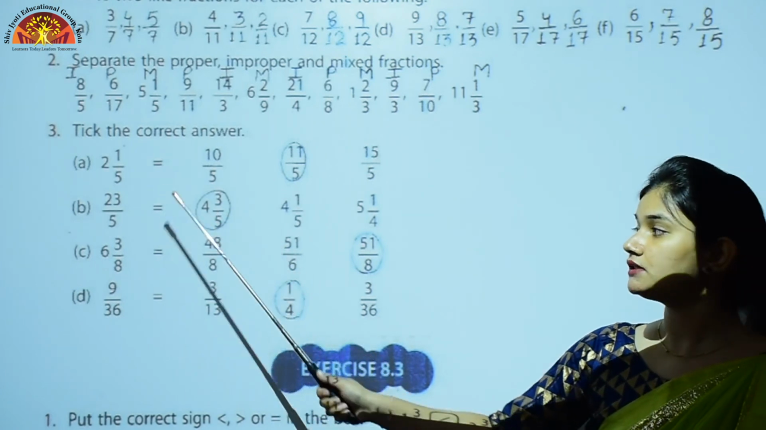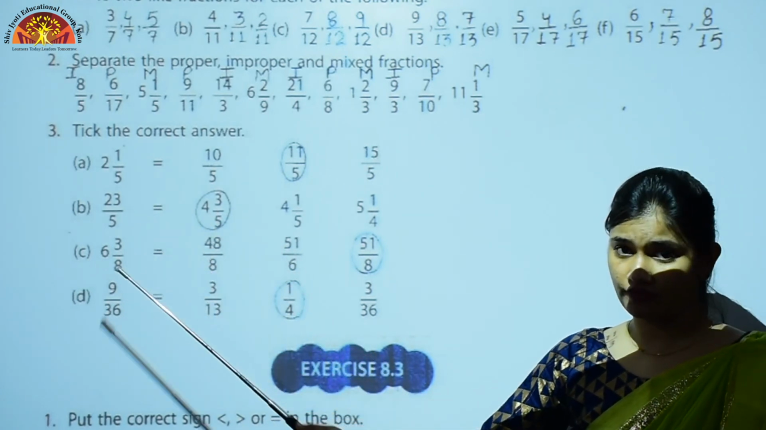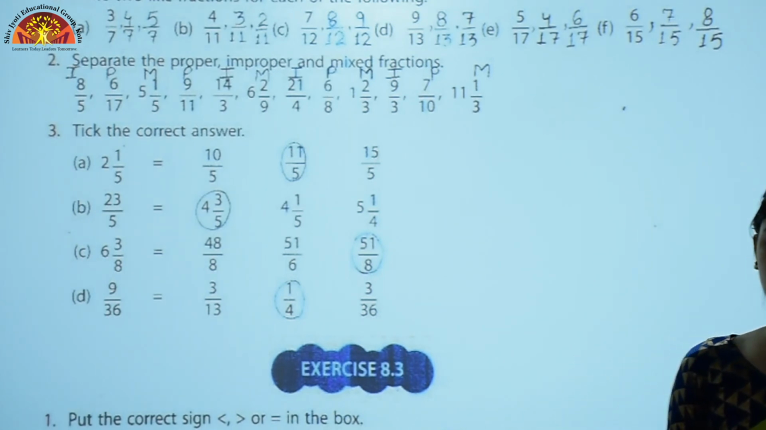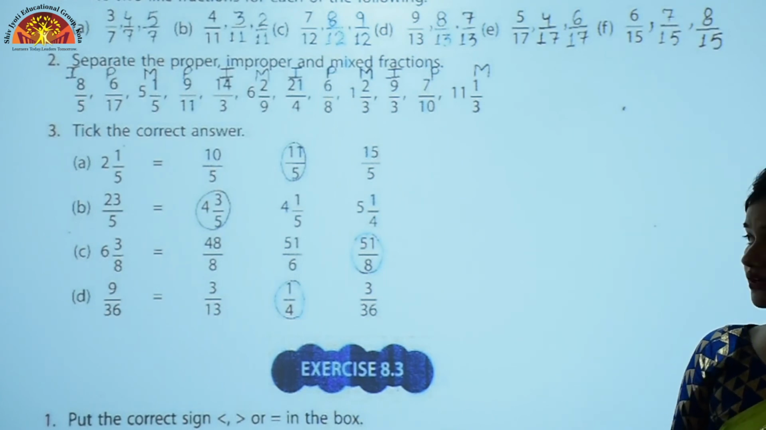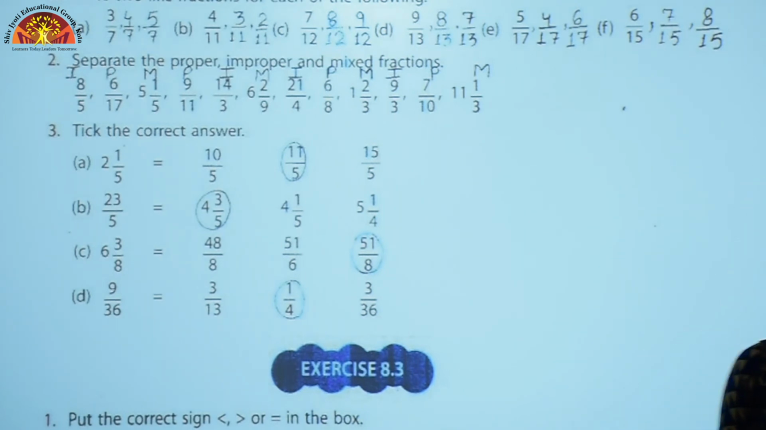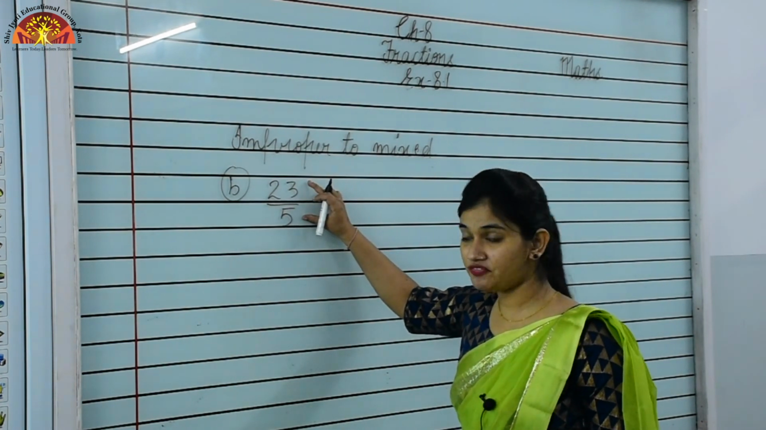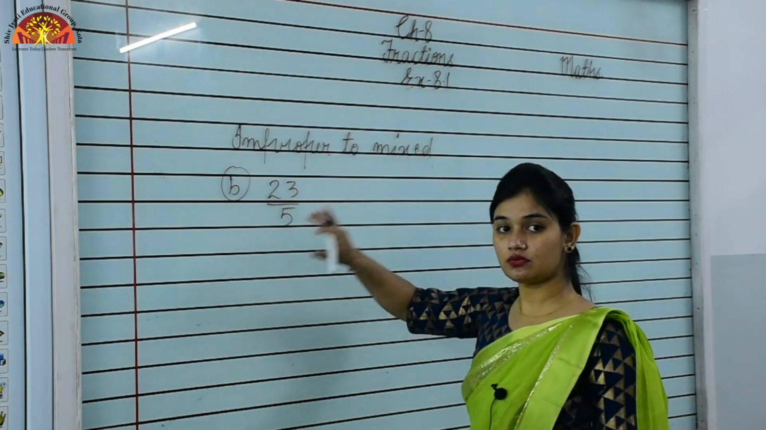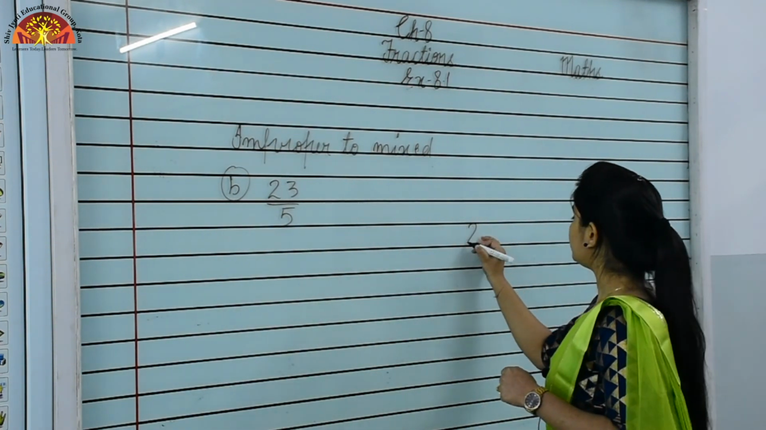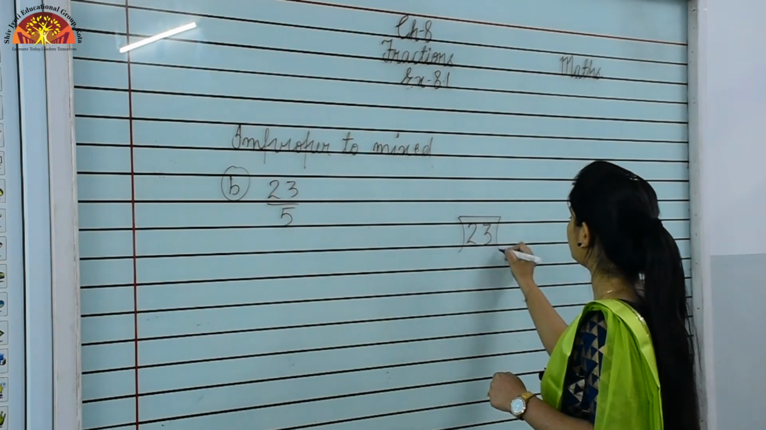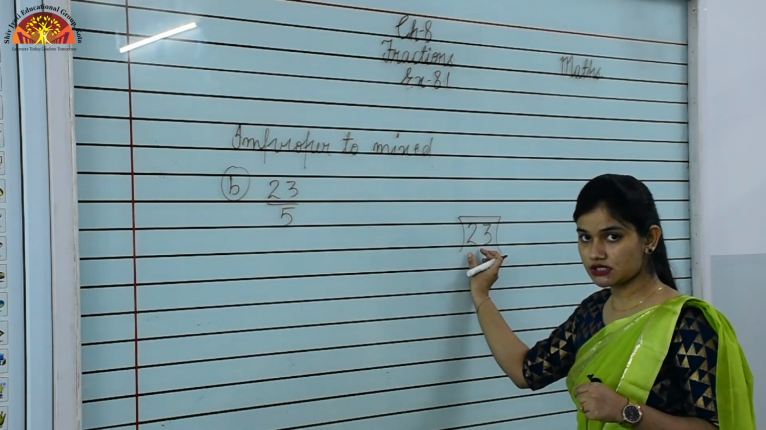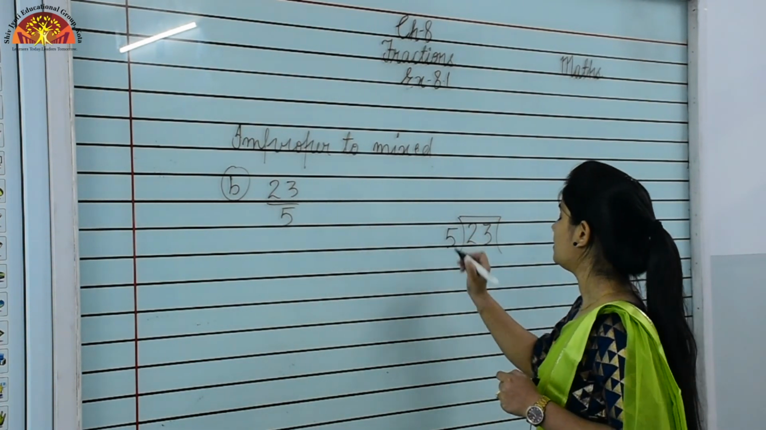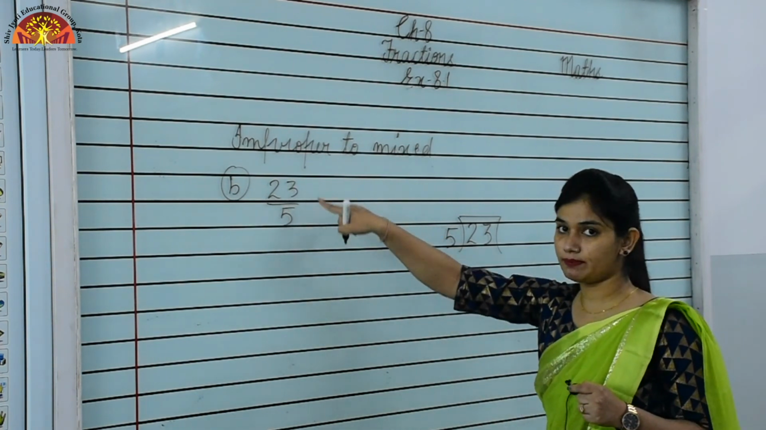Now for the B part, you can see 23 upon 5, which is an improper fraction. And now you have to find the mixed fraction for this. So this time you are converting improper to mixed. What we have to do, students, is write the numerator, which is 23, and divide this numerator by this denominator. It means we have to divide 23 by 5.